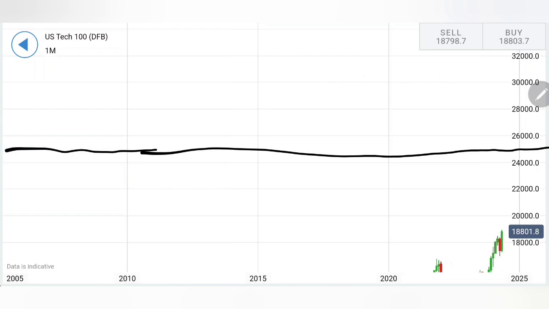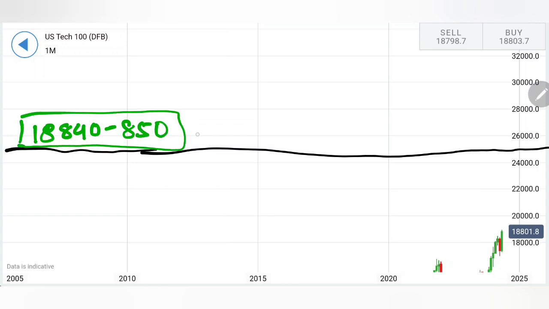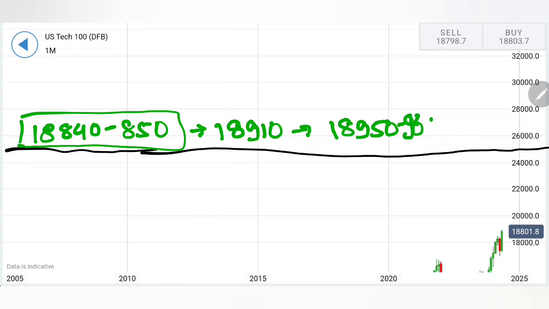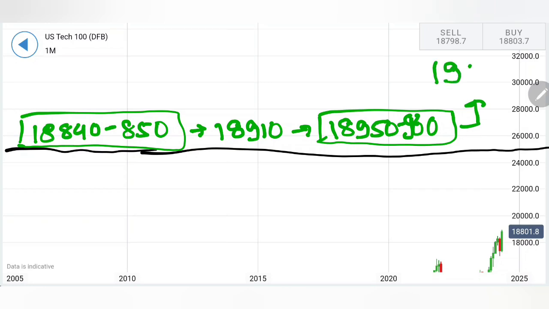Now, first, let's talk about the levels. 18,840, 18,850 is the zone where I will recommend you to buy Nasdaq in the coming week. Very, very critical. Beyond this, I will look forward to 18,910, 18,950, 960 zone. This is the next resistance zone here. And once it stays above this, just stay bullish. We will look forward to 19,018.